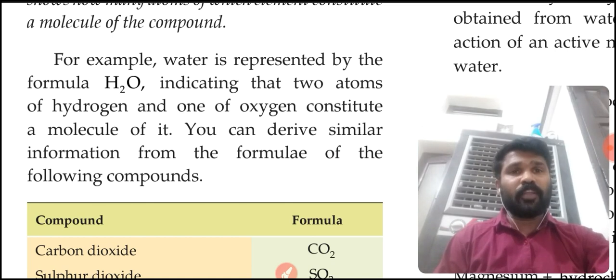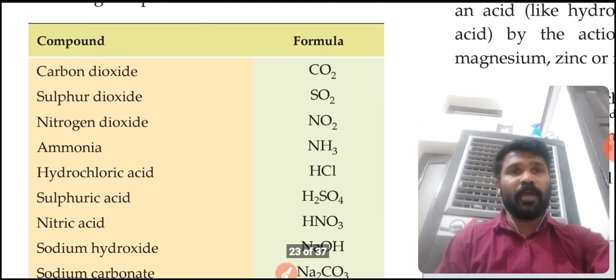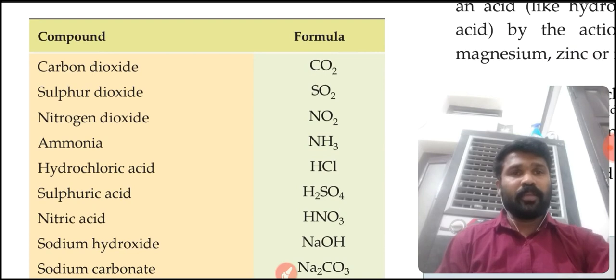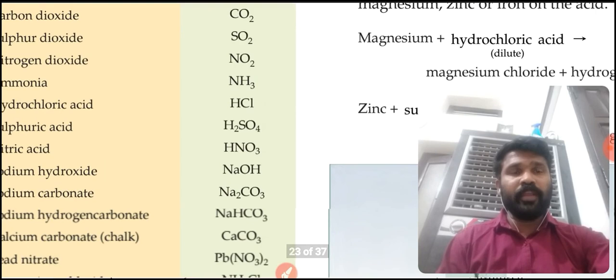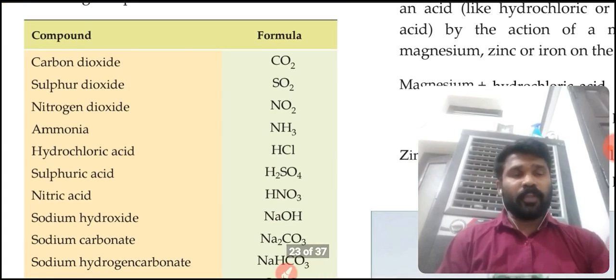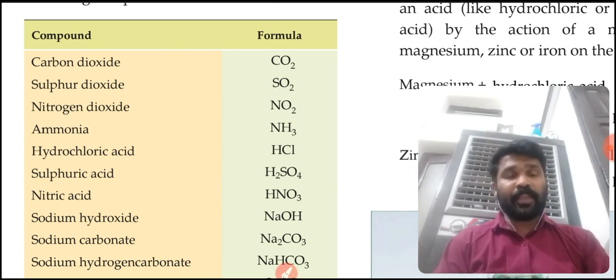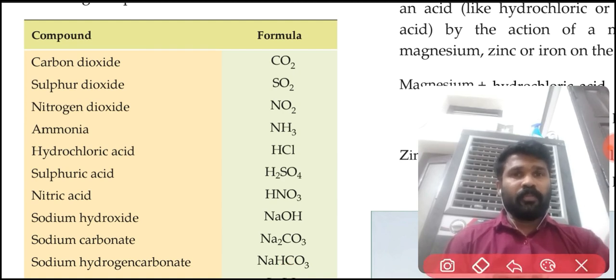You can derive similar information from the formulae of the following compounds. Here one table is given. It's a very important table. Why? Because in the examination we get one part of questions like, write the chemical formula of the following. Please mark this table as important, underline it, and study the chemical formulae of the compounds.